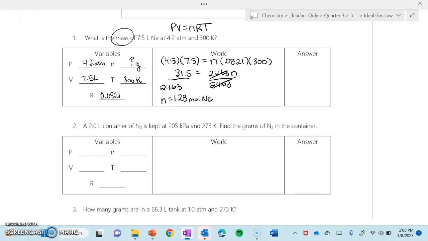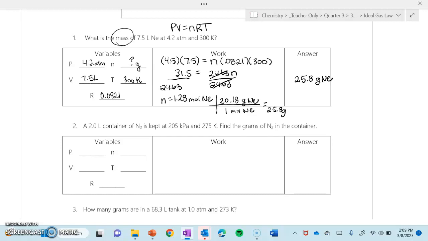Now we need to convert it using a little train tracks friend. 1 mole of neon is the molar mass of neon from our periodic table. So if you don't have one handy, go grab a periodic table and look up neon. Its mass is 20.18. Okay, so now we are ready to convert. Plug it in your calculator and you get 25.8 grams. So our answer, 25.8 grams of neon.